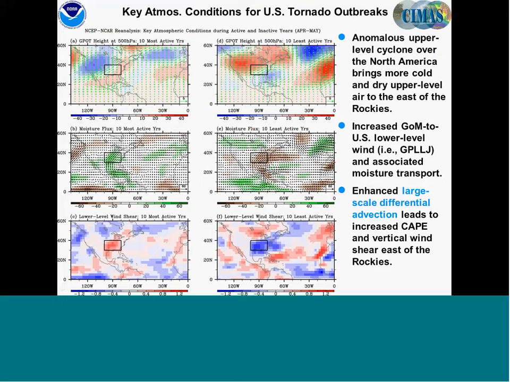By the way, this whole thing here is anomalies from the climatology, not the total. You can see that this cyclone anomaly brings more cold and dry upper-level air to the east of the Rockies. And you can see this increased moisture transport from the Gulf of Mexico to the U.S., and also increased low-level wind shear east of the Rockies. These three atmospheric conditions, I'm going to call large-scale differential advection.